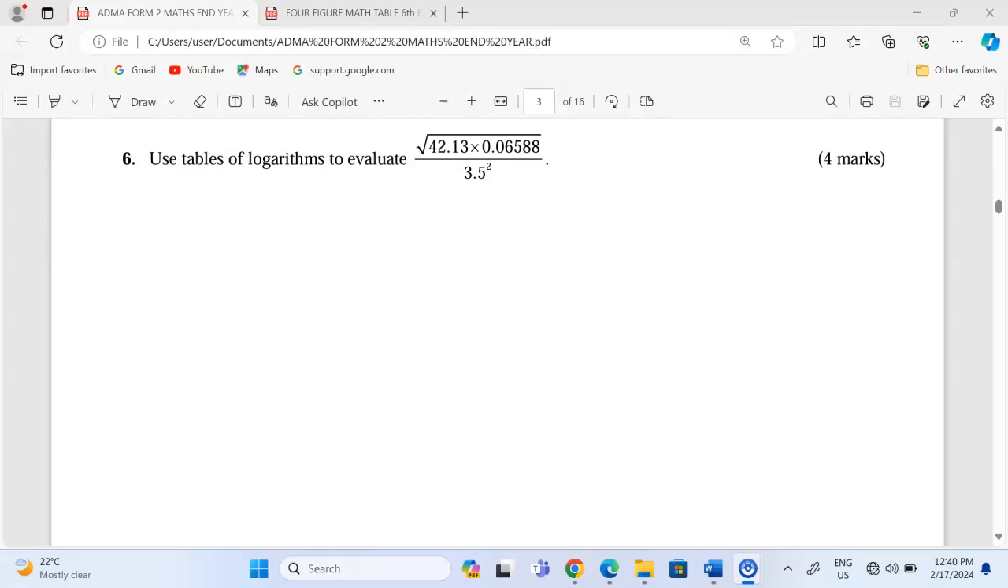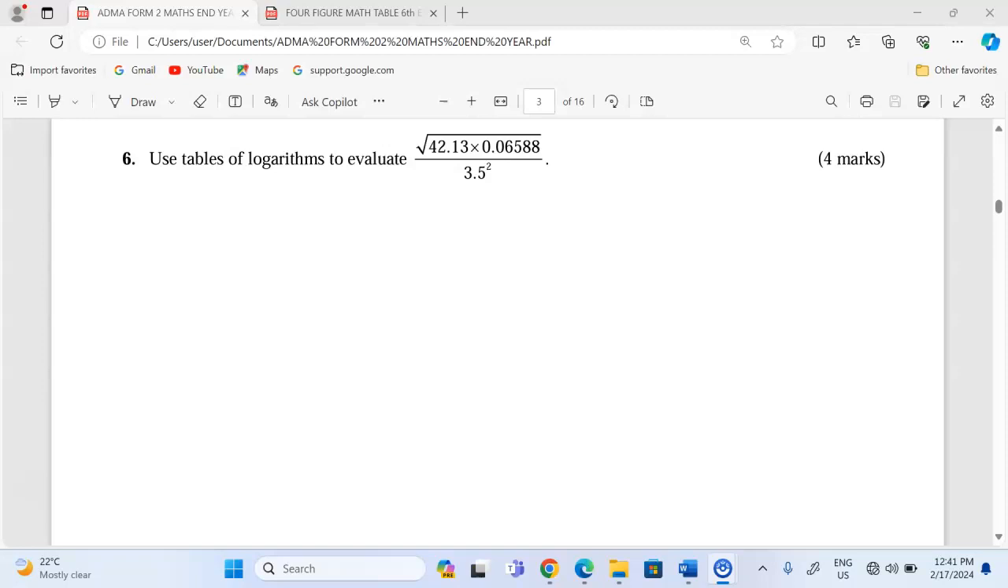We're going to look at the use of logarithms in evaluation of numerical cases. For example, in number 6, we are told to use tables of logarithms to evaluate the square root of 42.13 multiplied by 0.06588, then divided by 3.5 squared.